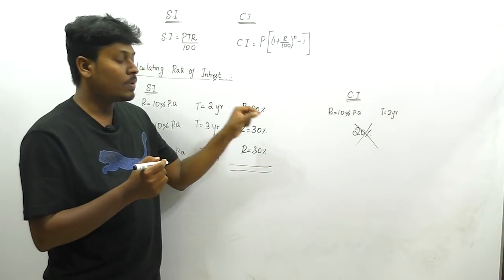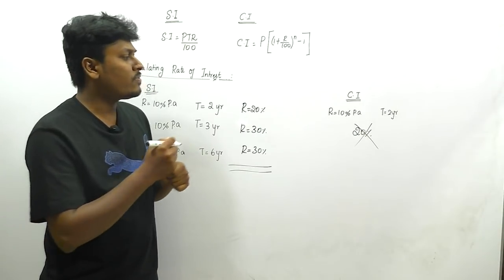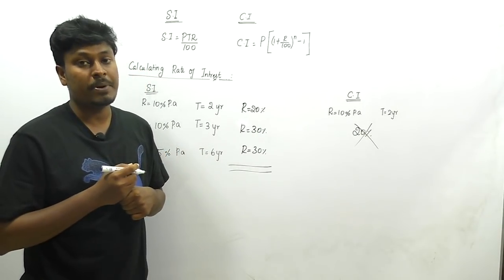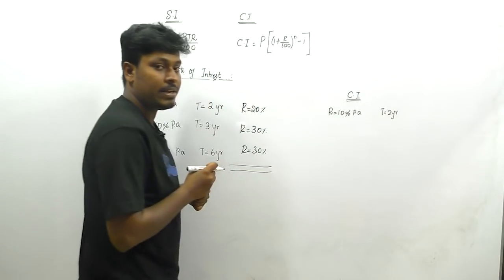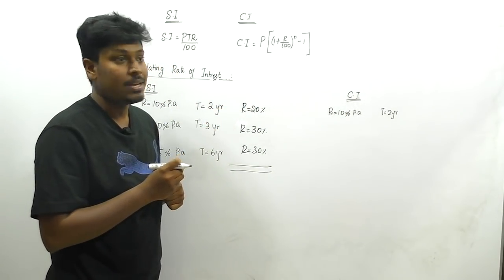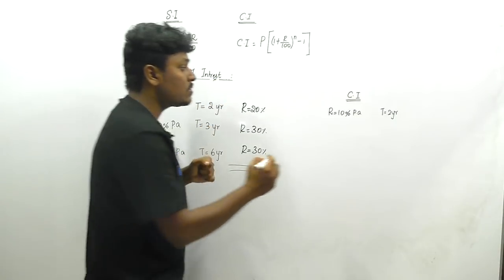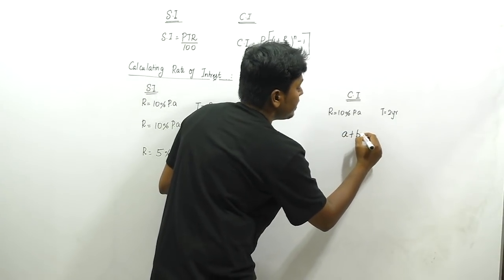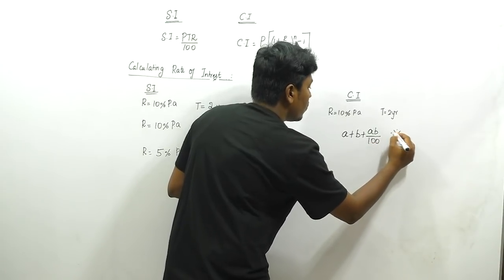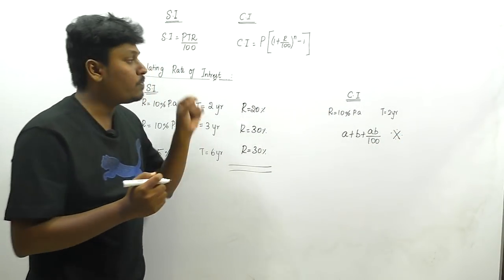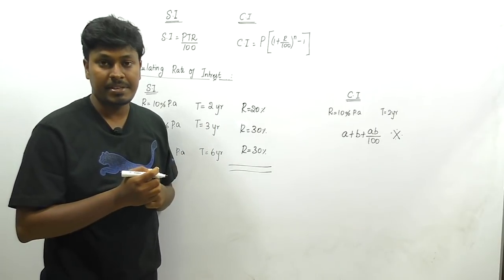We can't write like this. So what sort of formula can we use here, friends, which is most important? Remember that if we need to find the overall rate of interest for this kind of compound interest, don't use the long formula, just use a formula called A plus B plus AB by 100. Remember, friends, it is one of the most important formulas if you need to solve these data interpretation questions.